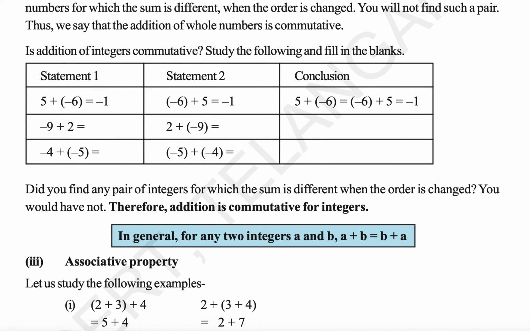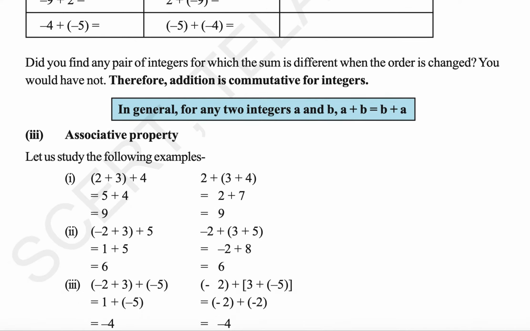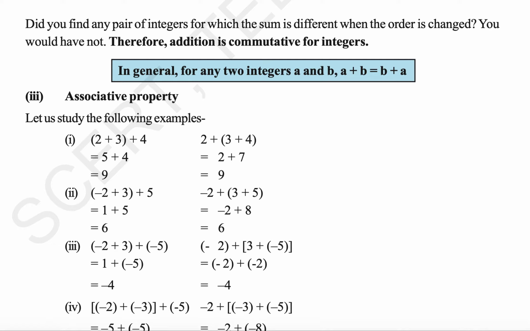Did you find any pair of integers where this property doesn't hold? No, I don't think so. Therefore, addition is commutative for integers. In general, for any two integers a and b, a plus b equal to b plus a.